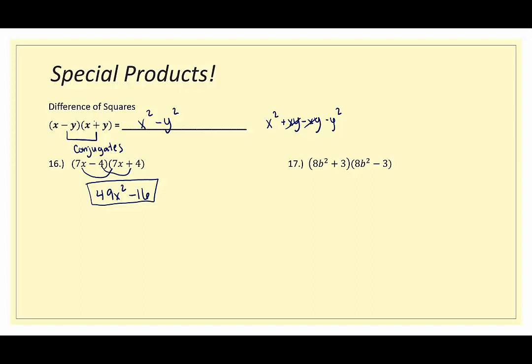Okay, last up, are these in fact conjugates? Same first term, same second term, opposite signs. So we can just multiply the first terms. 8b² times 8b² is 64b⁴. And we can just multiply the positive 3 by the negative 3 and get negative 9. And here we have our difference of squares.